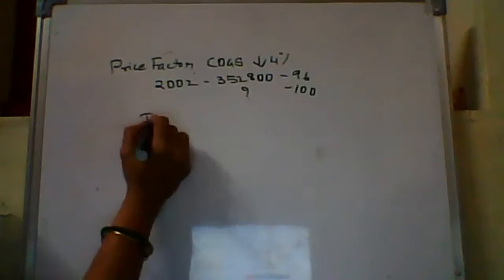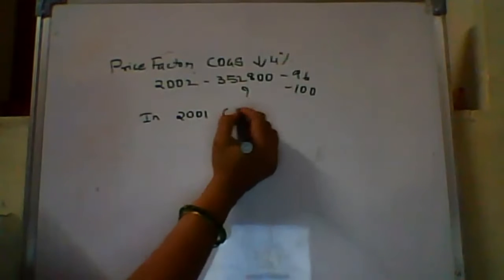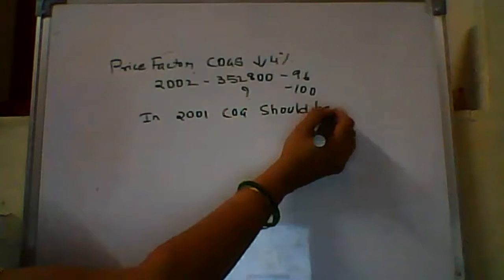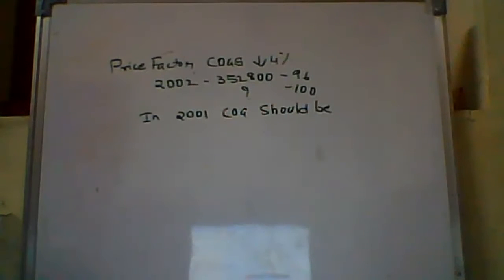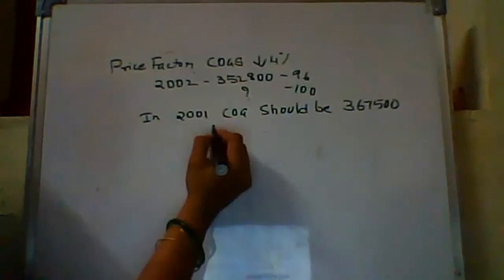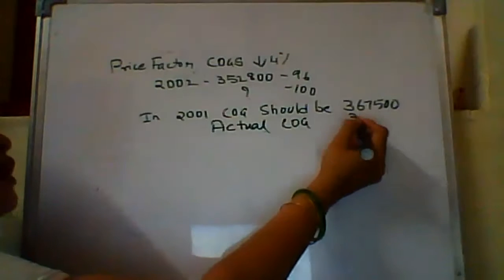So in 2001, your cost should be, how much did you say, Gulshan? 3,67,500. 3 lakhs 67,500. Okay, but what is it actually? 3,50,000. 3 lakhs 50.